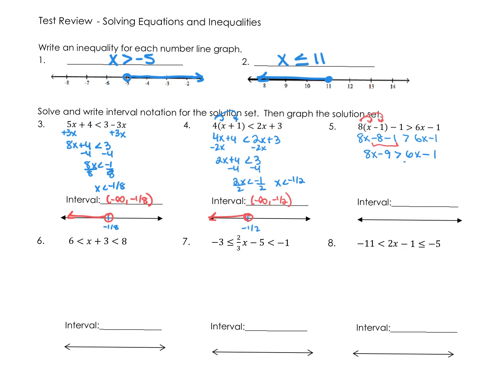Now I'll move my x's first, so I'll move my 6x over here. That'll leave me with 2x minus 9 is greater than -1. I'll add 9 to both sides, and that'll give me 2x is greater than 8. Divide by 2, and that'll give me x is greater than 4. So I'll put a little circle at 4. Again, it's open, but now it's x is greater than 4, so we're going this direction. So we're talking about 4, parenthesis, to infinity.